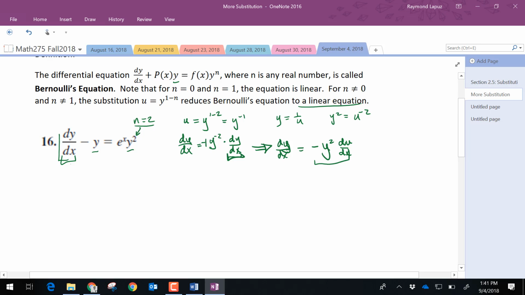The power turns positive, but the negative on the outside stays negative. It's all kinds of negative signs flying around. All right. Negative y squared du dx.